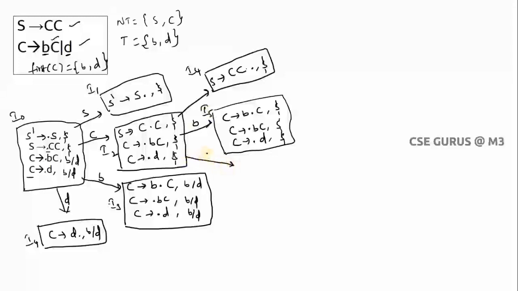So the next symbol is D. So C tends to D dot. What is the lookahead? Dollar. Now you can see C tends to D dot. Here also C tends to D dot, but the lookahead is B by D here, and here the lookahead is dollar. So that's why this is a separate production, I6. Now you can see the next part. This one is over.